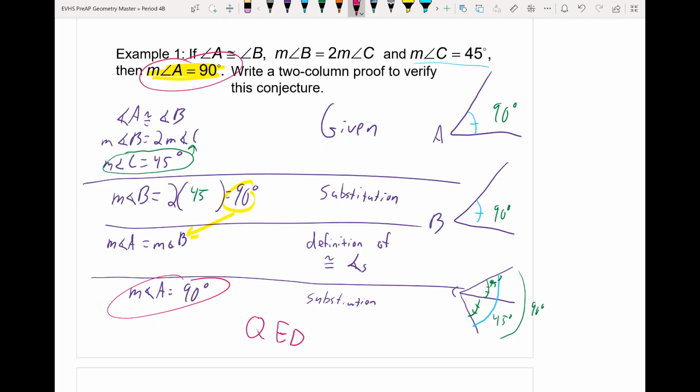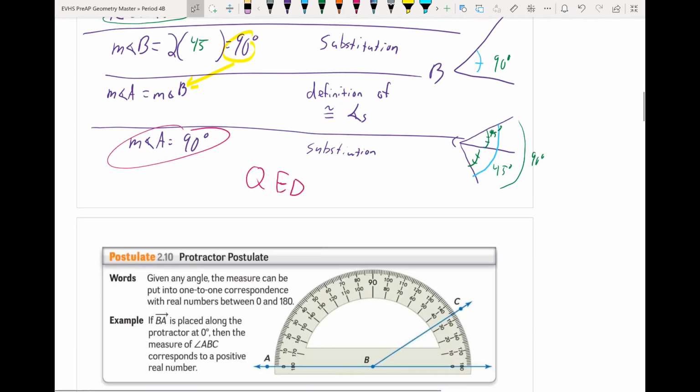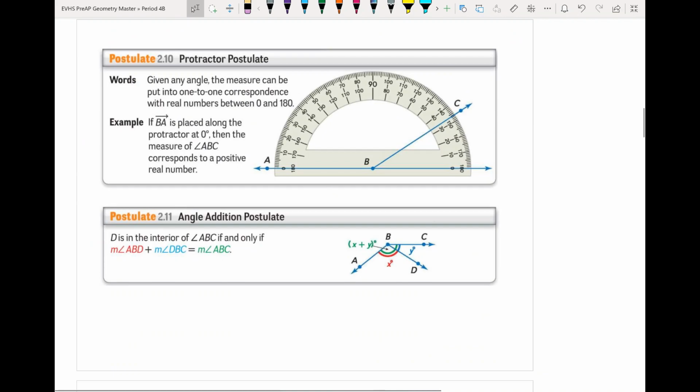Now, if you need time to go back through and look at that, you always got that pause button. Hit pause, come back when you're ready. All right, a couple things we got to get out of the way.